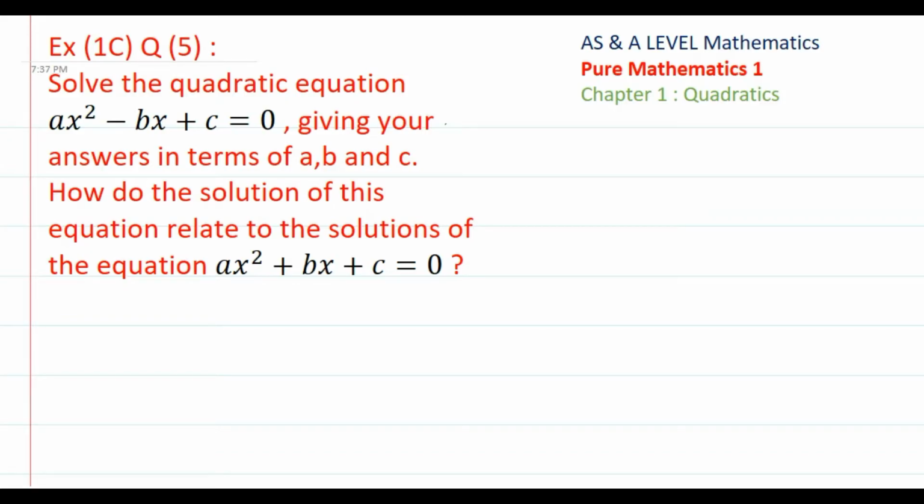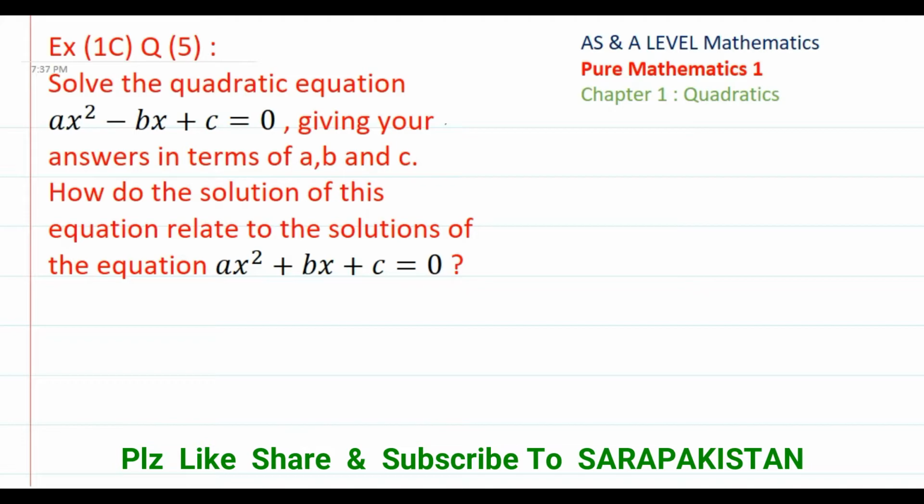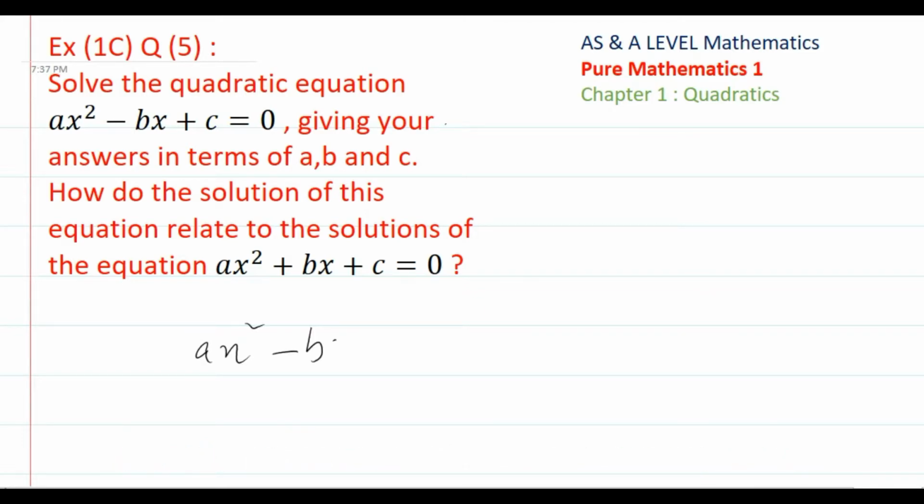Welcome to Sara Pakistan. Today we are solving exercise 1C question number 5, and we have to do the comparison between these two equations. Let's solve the first equation: ax square minus bx plus c equal to 0.